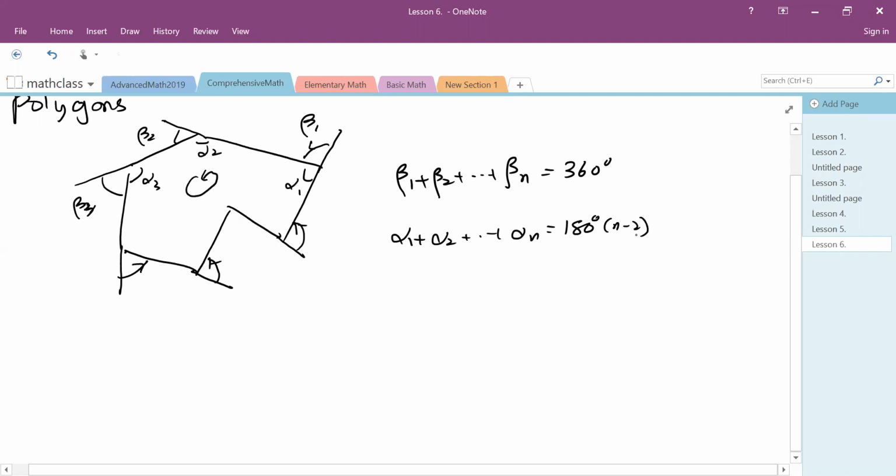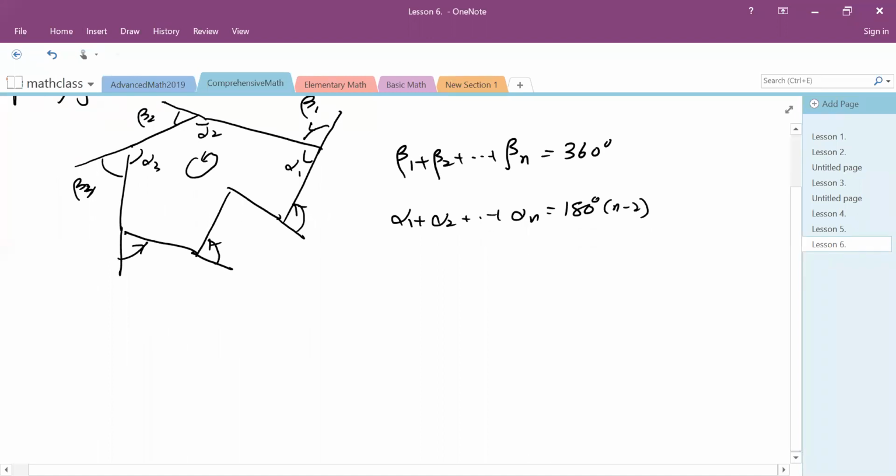For example, you look at the triangle. Triangle is a special polygon, right? For the triangle here, just use alpha, beta and gamma. So alpha plus beta plus gamma is 180 degrees times 3 minus 2, which is 1.